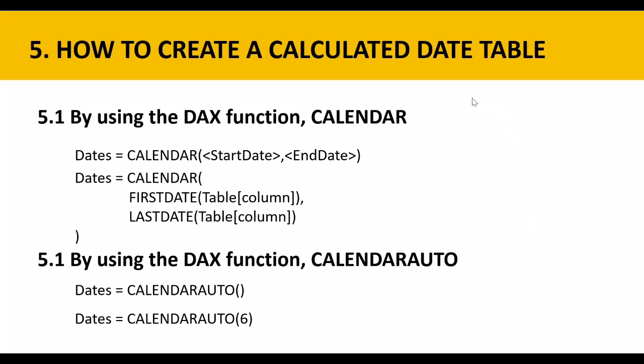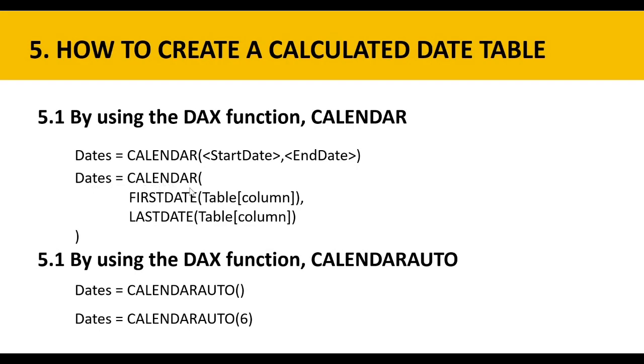So by using the DAX function CALENDAR, and these are basically 2 examples. And this is the syntax. If you guys can see right here, the first part, Dates, this is the name of the table, equal, here's the DAX function, CALENDAR, open parentheses, and we need to have a start date, and also we need to have an end date. In this second example, the syntax is very similar. Dates, this is the name of the table.